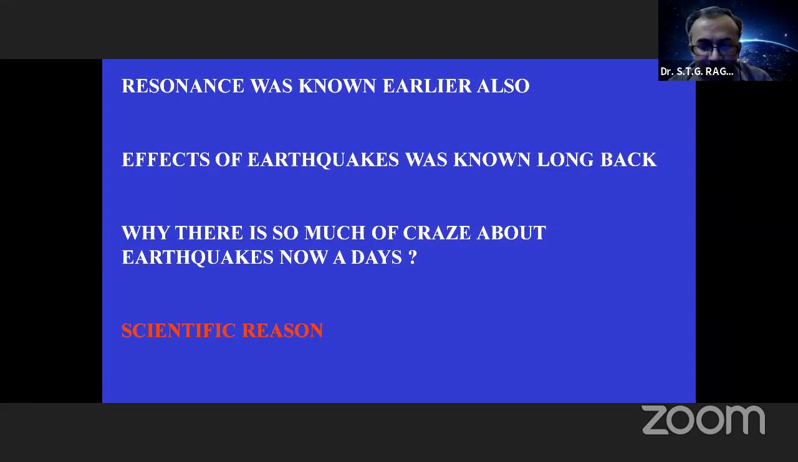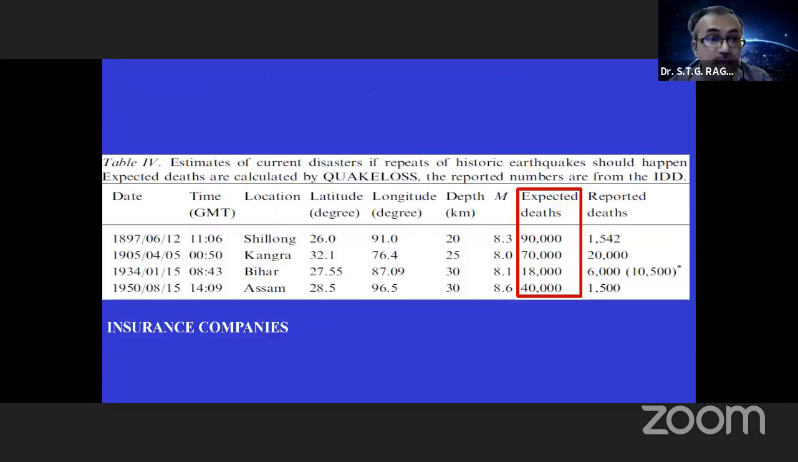Now, the craze for earthquake engineering has increased a lot nowadays. Everybody is talking about earthquake engineering. When I was doing my PhD, when I started in 2000, very few people were working in earthquakes. But now everybody is working on earthquake engineering and a lot of popularity has come, and there is a scientific reason for this aspect.